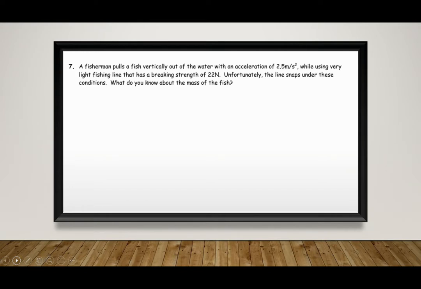So our next question is our fisherman question. And this question is very similar to a question that you will do in your homework. A fisherman pulls a fish vertically out of the water with an acceleration of 2.5 meters per second squared while using very light fishing line that has a breaking strength of 22 newtons. So what does this breaking strength of 22 newtons mean? That means that if the tension is greater than or equal to 22 newtons, then it breaks.